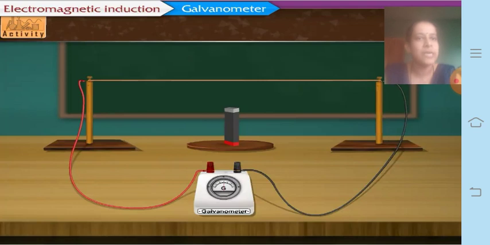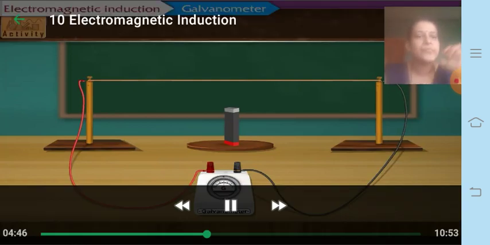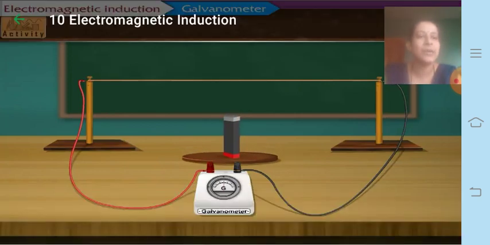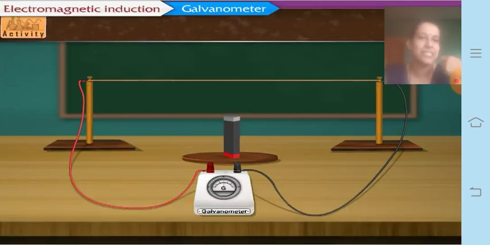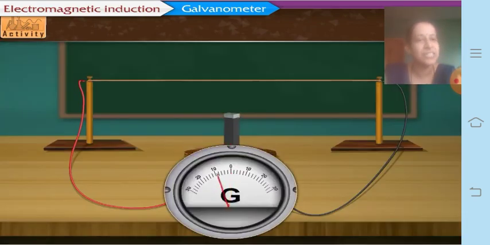Now this was when we moved the conductor in the magnetic field. Now let's see if the magnetic field is moving and the conductor is kept stationary, whether there is induction of the current or not. So here you can see that when the magnet is moved a little ahead, there is also a quick deflection in the galvanometer, and then it comes back to the zero. That means here you have moved it to the front.